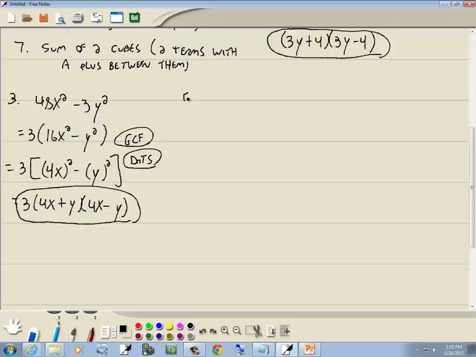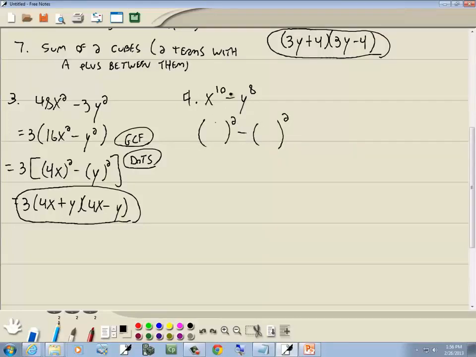Let's look at this one. We've got x to the 10th minus y to the 8th. I start going through my methods. GCF, there is none. Grouping, that's for four or more terms, that doesn't fit. PST and the key number method are both for 3 terms, that doesn't fit. Difference of two squares, two terms with a minus between them. That fits. Let's try it.